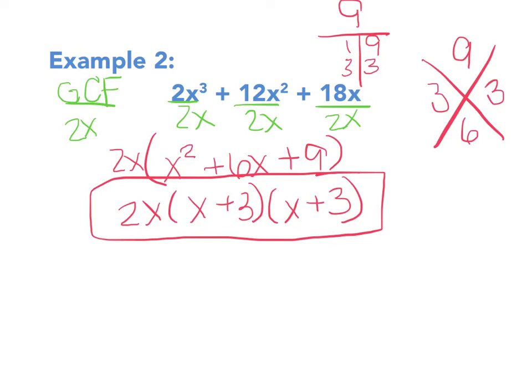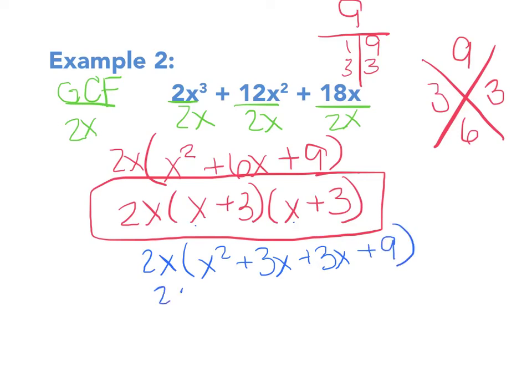But of course, let's check it out to make sure we did it correctly. So I'm going to FOIL first, and I have x times x in my first terms, x squared. Outside terms, x times 3 is 3x. Inside terms, 3 times x is also 3x. And my last terms, 3 times 3 is 9. I'm going to combine my terms, 3x and 3x plus 6x plus 9, and let's just redistribute that 2x.